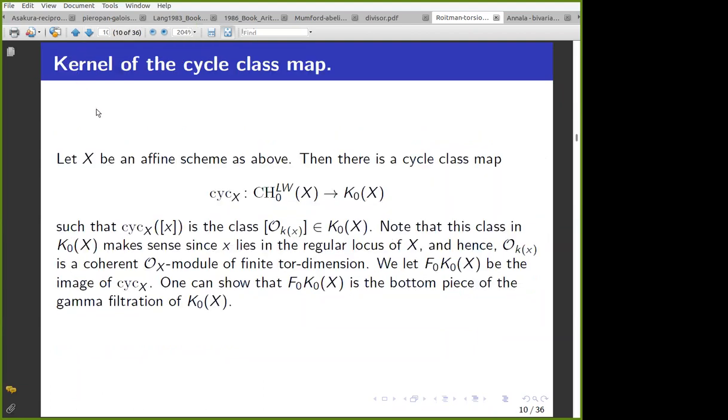Okay, so now let's go to the second theorem I want to state today. Let X be an affine scheme as above. Then you have a cycle class map, again from the Levine-Weibel Chow group to K0, the Grothendieck group of vector bundles on X. So what is this map? You just take any closed point to its class in K0. Remember, there again you use that X is regular at a closed point. Otherwise, you cannot have a class in K0. So this makes sense. Now let F0 K0 X be the image of this cycle class map. It's not hard to show that this image is basically the bottom piece of the gamma filtration of K0.